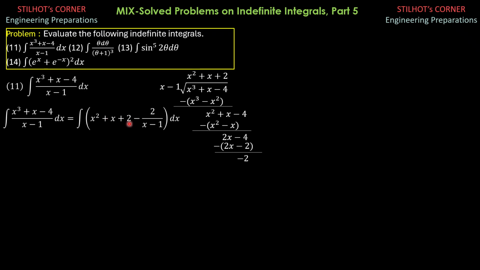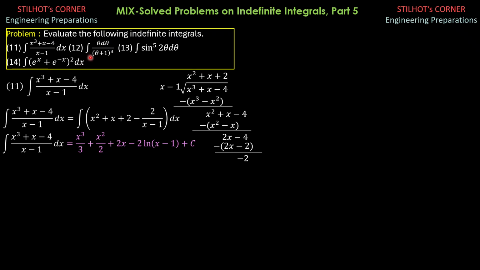We then evaluate the integral. This would be by power formula, and this one is ln. So we have x cubed over 3 plus x squared over 2 plus 2x, then minus 2 ln of x minus 1 plus c. In this answer, this should be the absolute value of x minus 1, for the application if we have definite integrals. So the idea is for ln it should be defined.